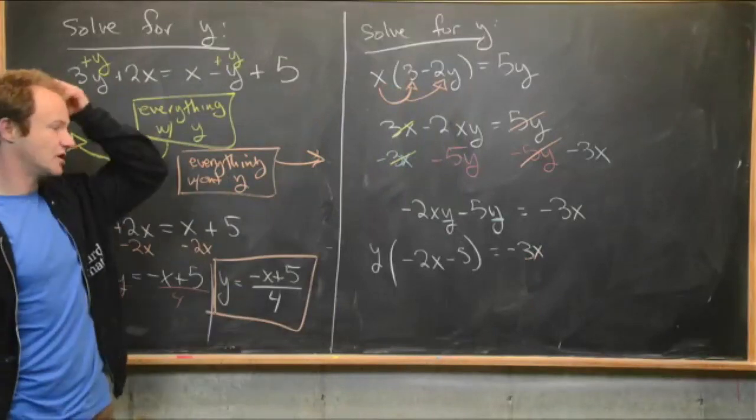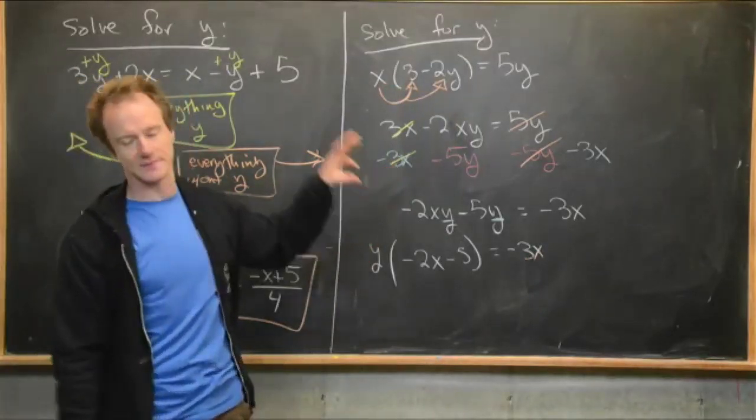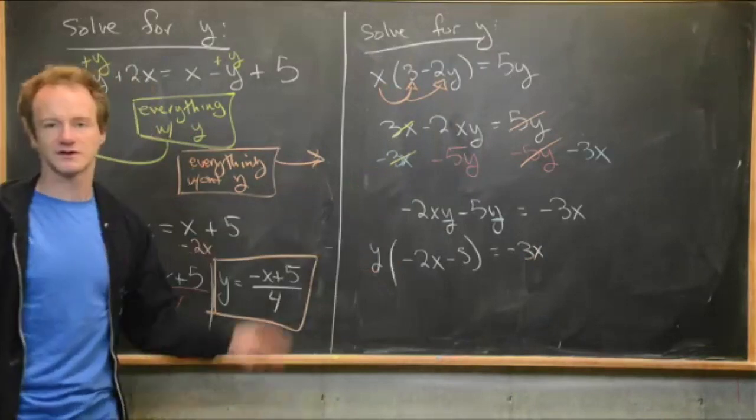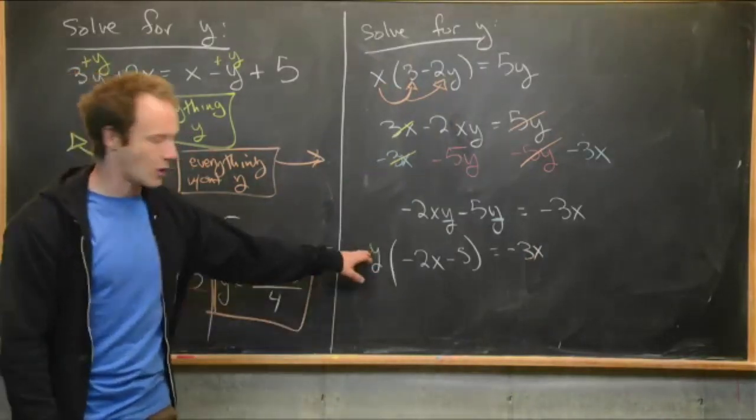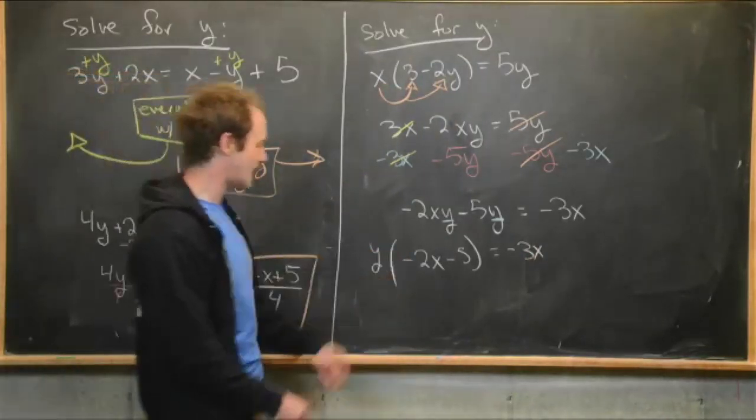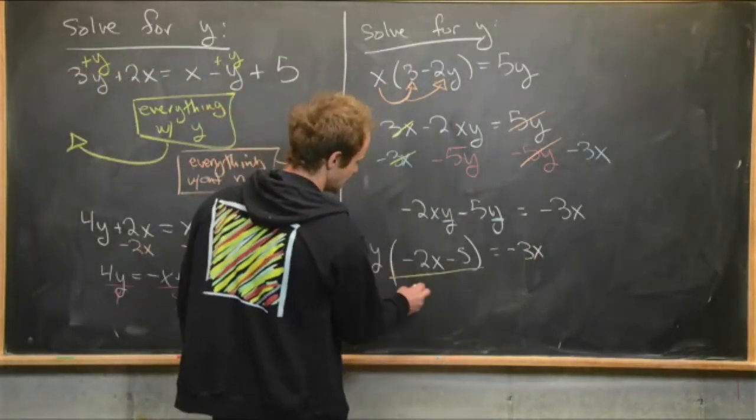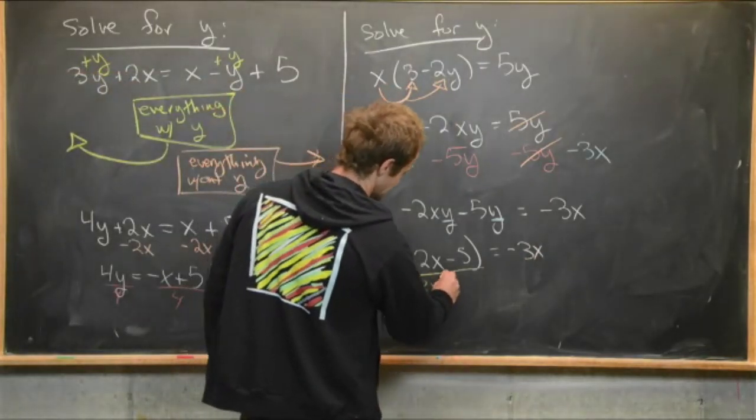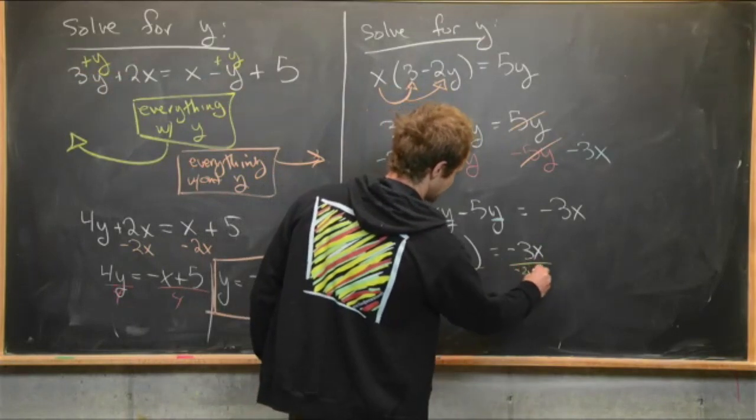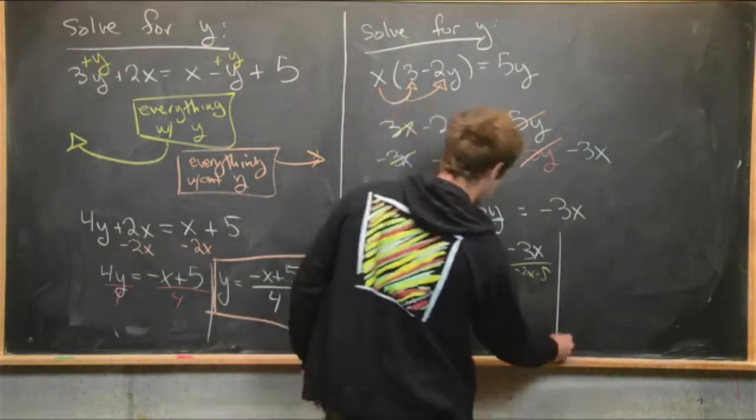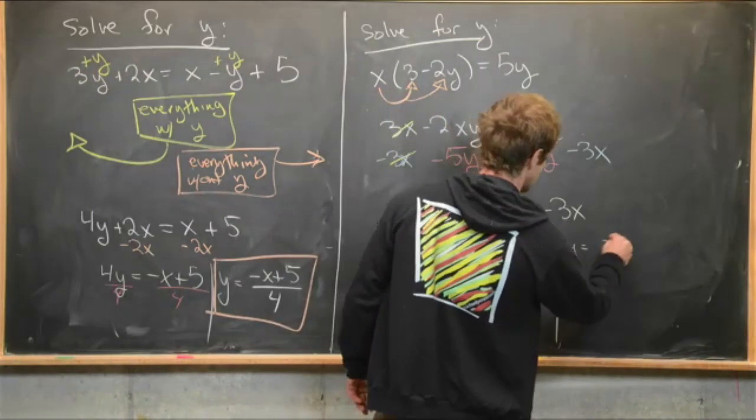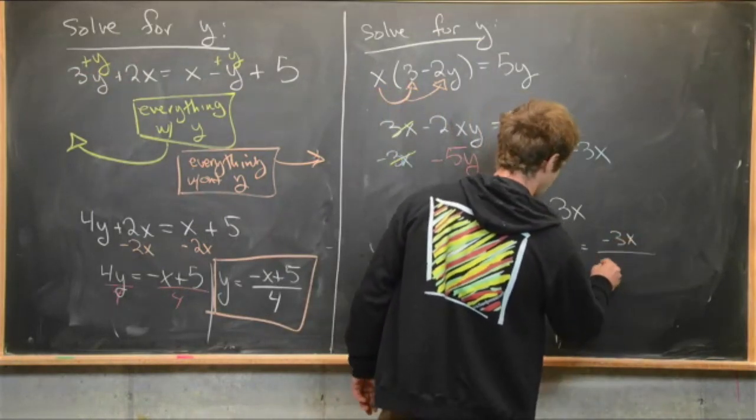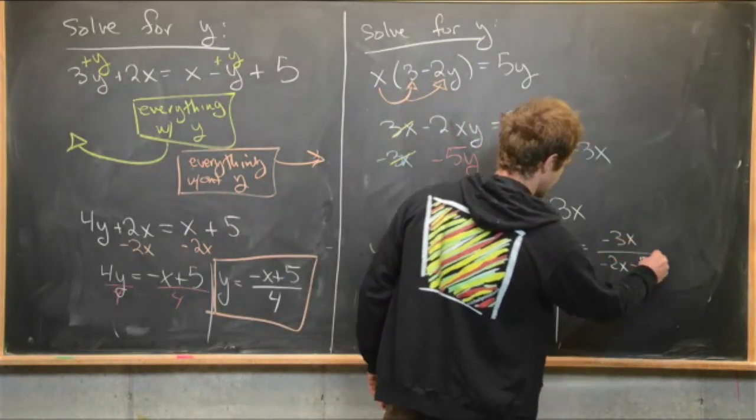And this is actually a good place to be because we've got y times something equals something. This is the only occurrence of y, so we can divide by that big something. So we'll divide by minus 2x minus 5 on both sides. So let's see what that gives us. That gives us y equals minus 3x over minus 2x minus 5.